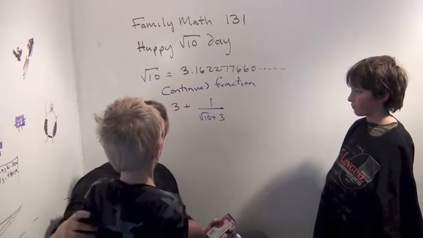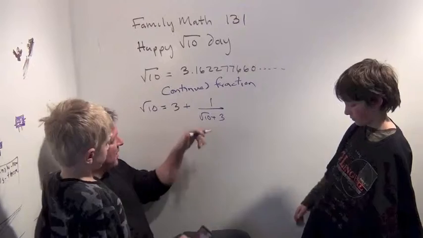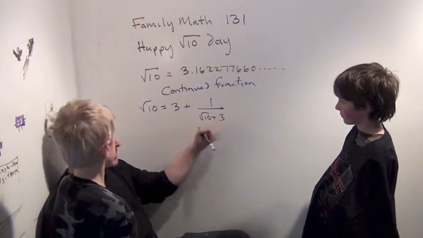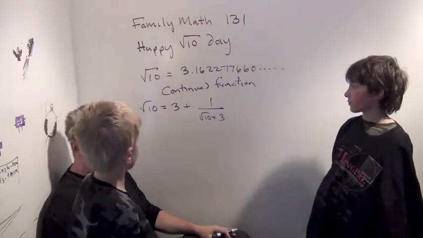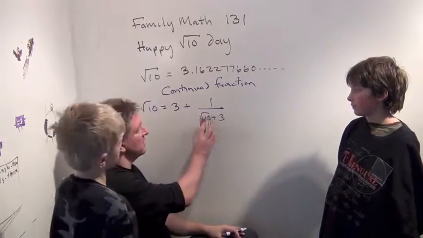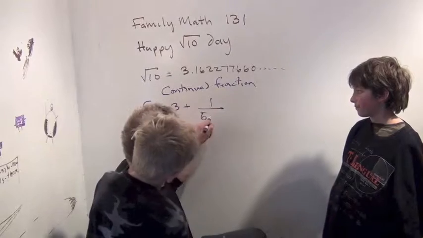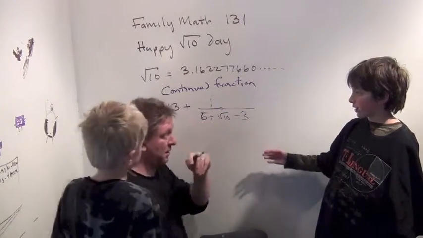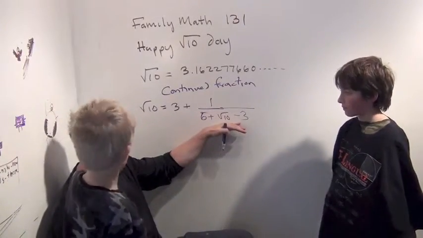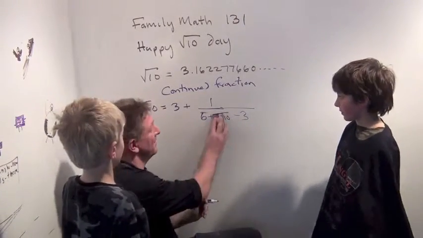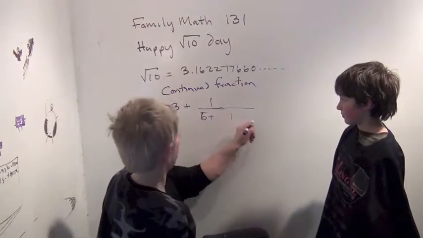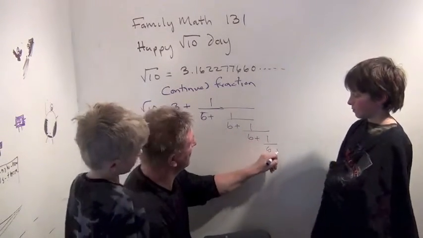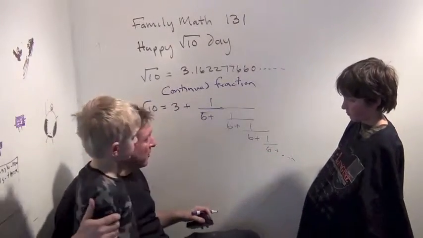Now that's some pretty interesting math, right? Okay, now, if the square root of 10 is about 3.16, what is the square root of 10 plus 3 equal to? It's about 6.16. So this becomes 6 plus the square root of 10 minus 3. That's what we had before, 1 over the square root of 10 plus 3. So we keep going. 1 over 6 plus 1 over 6 plus 1 over 6 plus... and it goes all the way down.